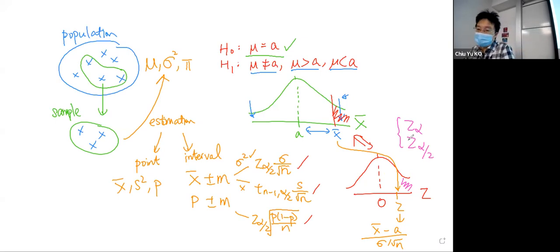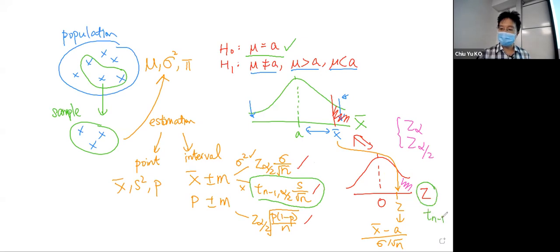So what we are doing today is dropping the assumption that we know sigma square. Apparently, it will follow the analog we have. When we don't know sigma, we use T. So basically, everything is the same, except that now we don't have Z, we have T with n minus 1 degrees of freedom. That is the difference between the two.